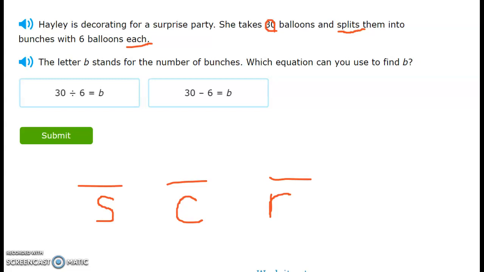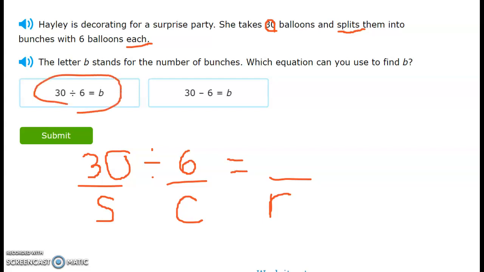Well, let's go to our start change result. Haley started with 30 balloons. And how did that amount change? She split them up. That means we are dividing them up into bunches with 6 balloons each. Looky there. 30 divided by 6. And so that would be our answer here on the left.